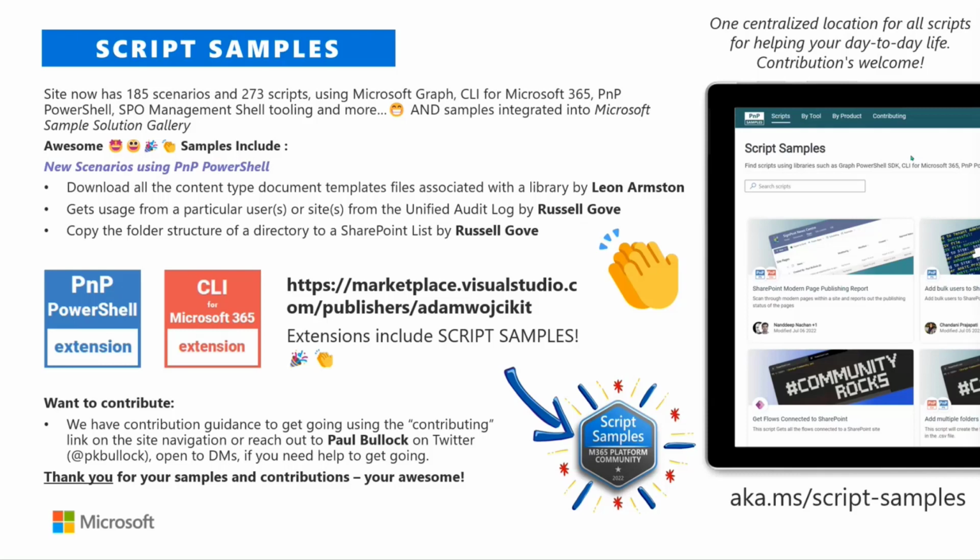And we've got 3 new samples to show you. We've got download all content type template files with associated library from Leon Armstrong. We've got get usage for particular users or sites on the unified audit log from Russell Grove, and we've got copy the file structure of a directory to a SharePoint list, which is a migration effort from Russell Grove again.